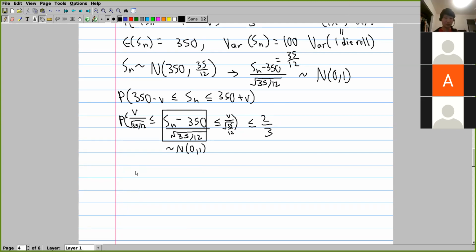Where did the 350 for the bound go? Oh, so when I subtract 350 from the middle, I also subtract it from both sides. The whole point is to get it into a form where the middle part is a standard normal, because once I have the standard normal, I can use inverse CDFs to figure out what V is. So in our case, the calculation we get is that, to have a... wait, let me just draw it out.